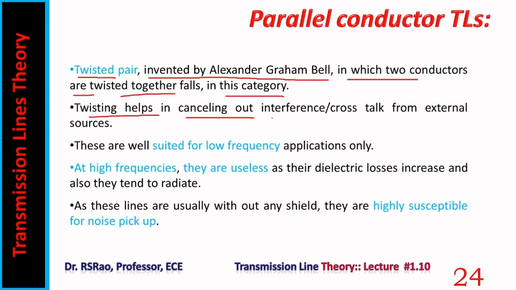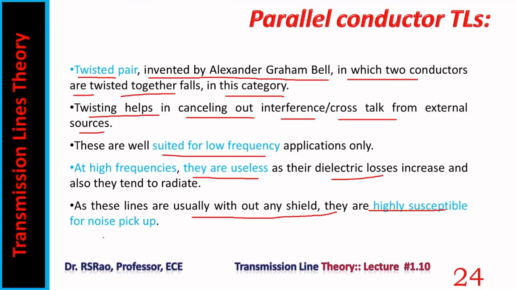Twisting helps in cancelling out interference or crosstalk from external sources. These are well suited for low frequency applications. At high frequencies, they are useless as their dielectric losses increase and they also tend to radiate. As these lines are usually without any shield, they are highly susceptible to noise pickup.